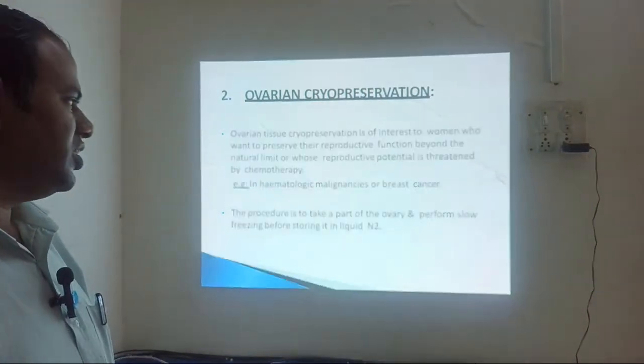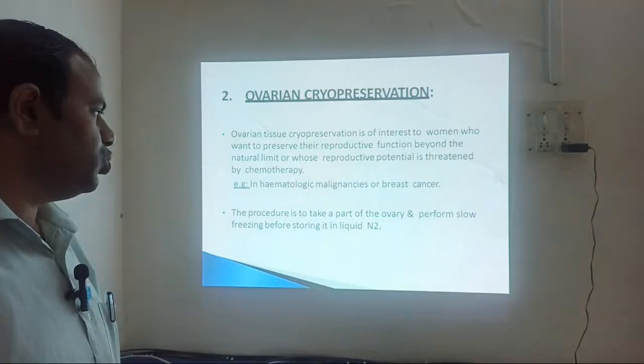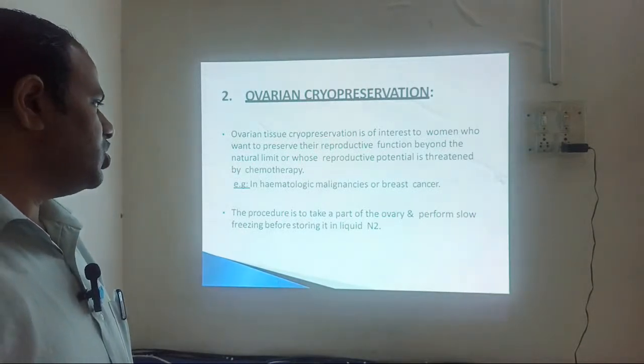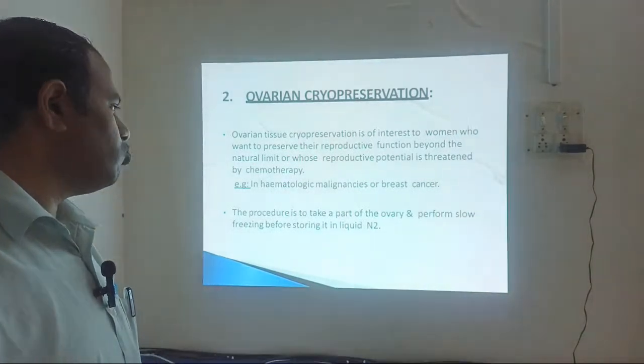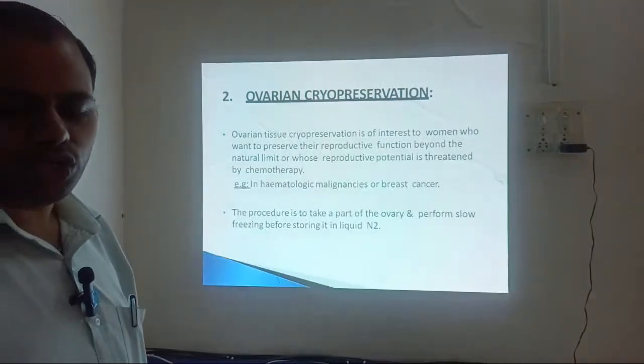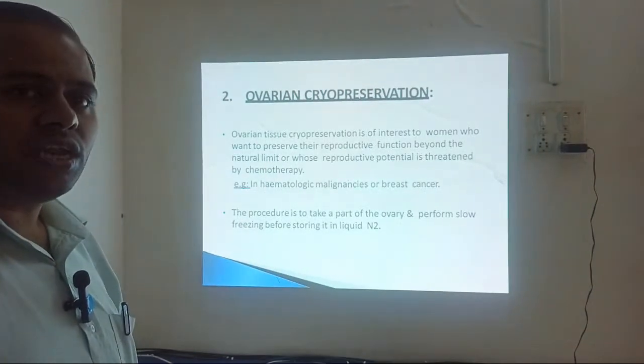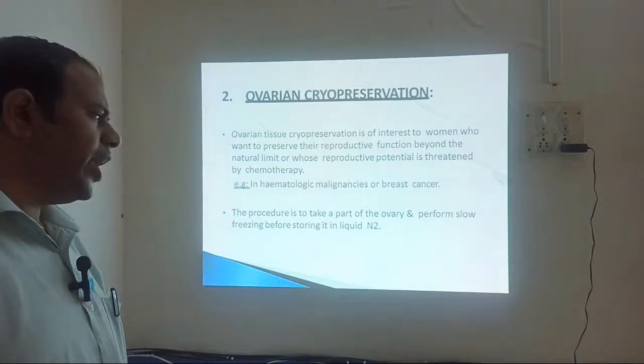This can be done in breast cancer also, in which the tissues can be preserved. The procedure is to take the ovary and perform slow freezing and storing in liquid nitrogen. You can surgically remove the ovary and then preserve it.